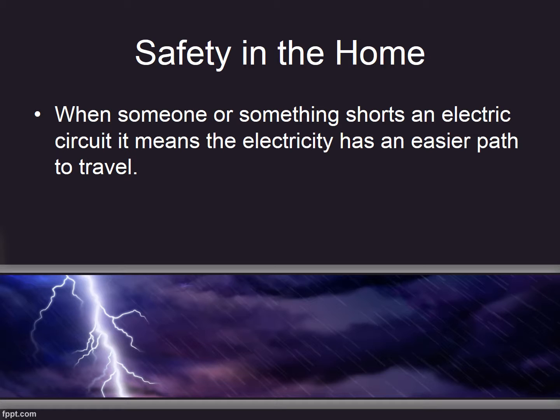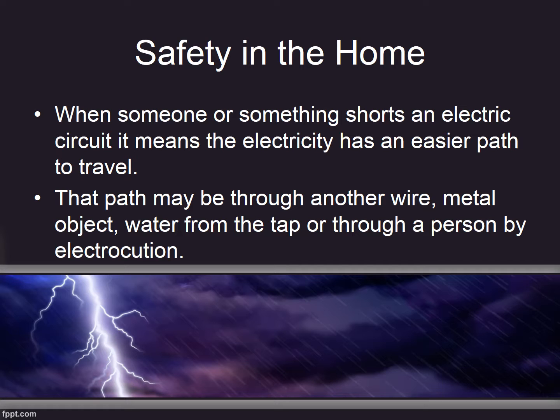The reason they're hot in the toaster is that there's a lot of resistance there, and they're using up lots of energy, and it's turning it into heat. But if little Johnny puts a knife in there and connects it, it means suddenly the electricity's got an easier way to travel, and it will. Unfortunately, that means that little Johnny might get electrocuted.